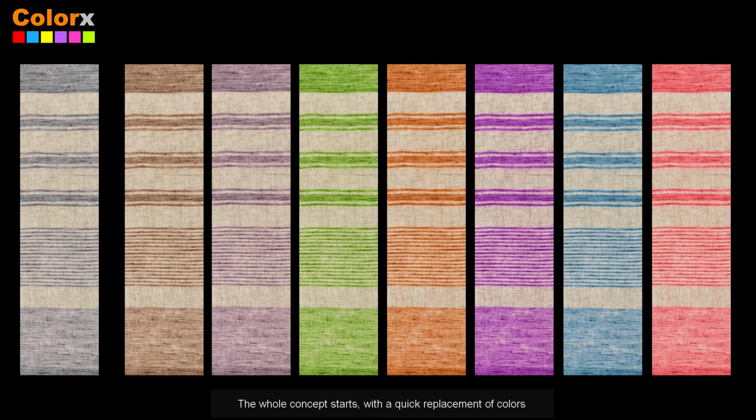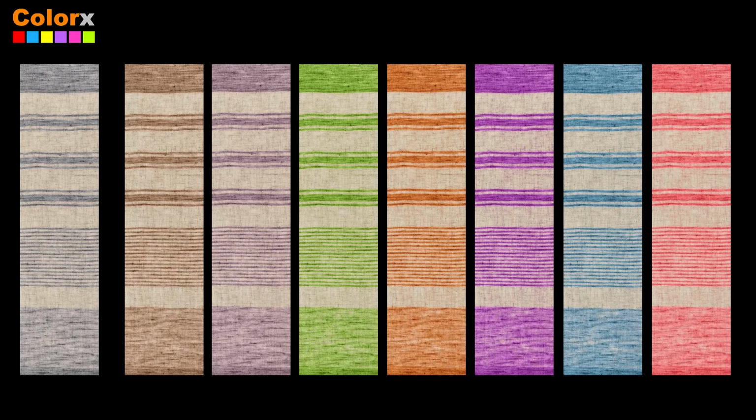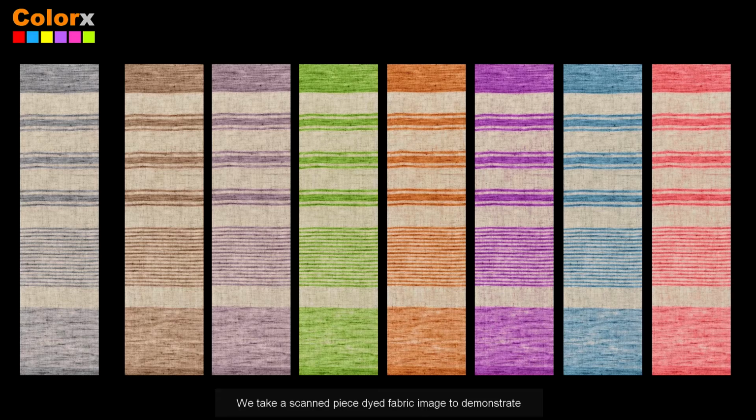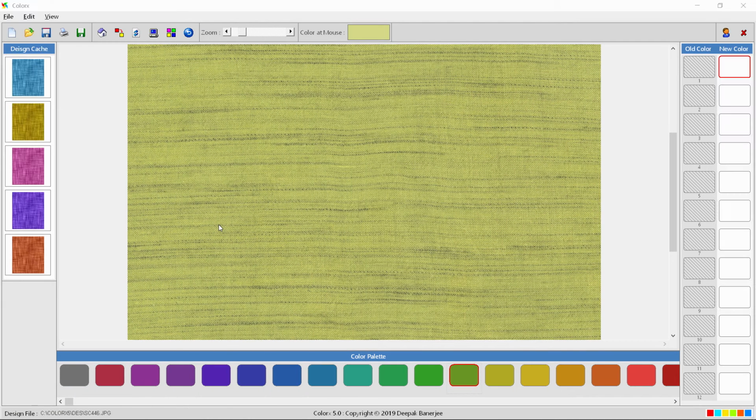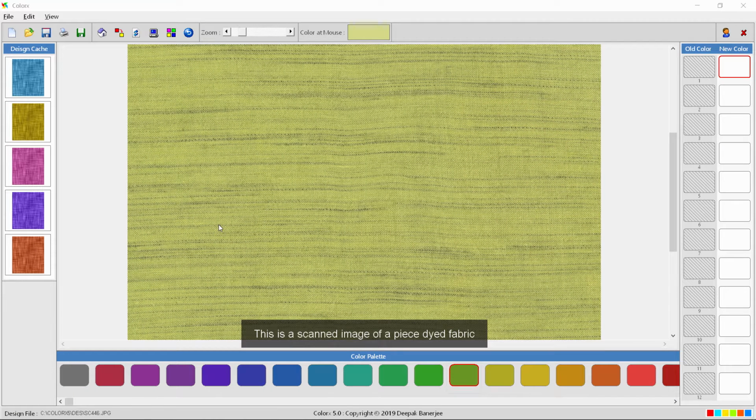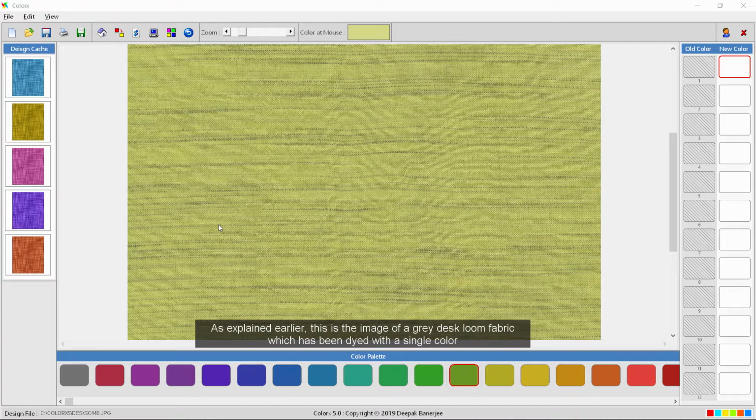The whole concept starts with a quick replacement of colors. We take a scanned piece-dyed fabric image to demonstrate. This is a scanned image of a piece-dyed fabric. As explained earlier, this is the image of a gray desk loom fabric, which has been dyed with a single color.